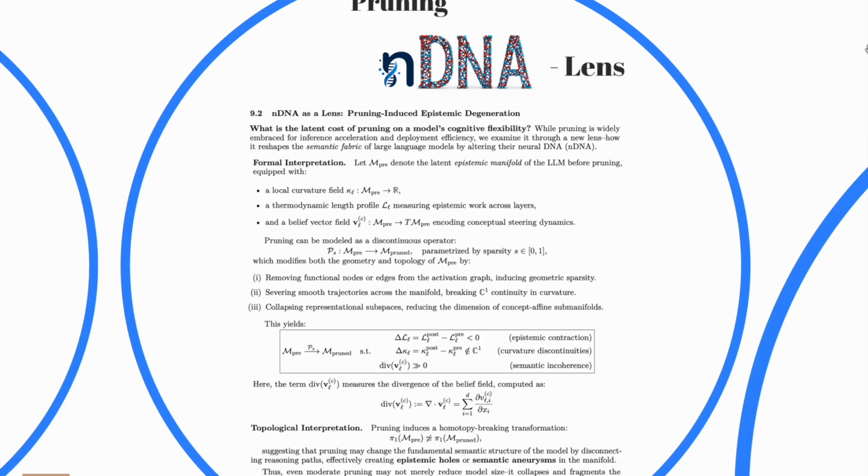Topological interpretation. Pruning doesn't just thin weights, it can break homotopy, the deep connectivity of reasoning paths. In topology speak, the fundamental loop structure before and after pruning need not match.